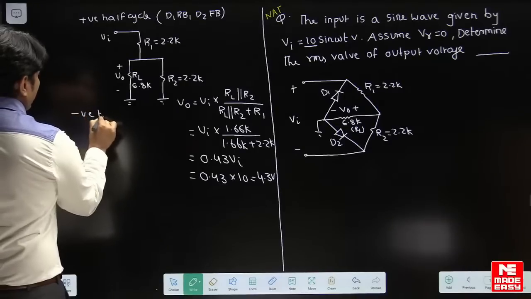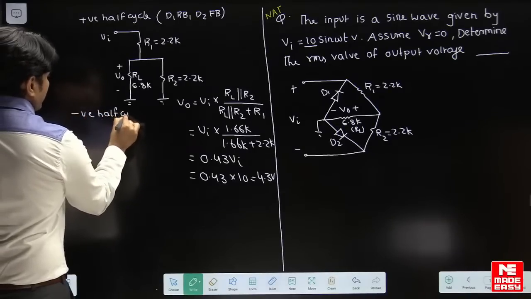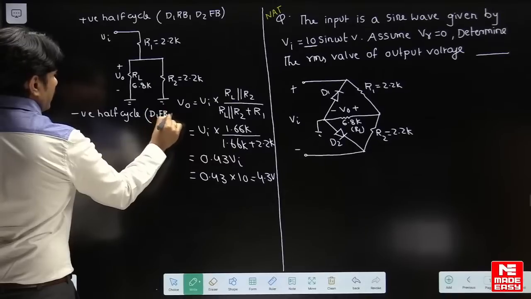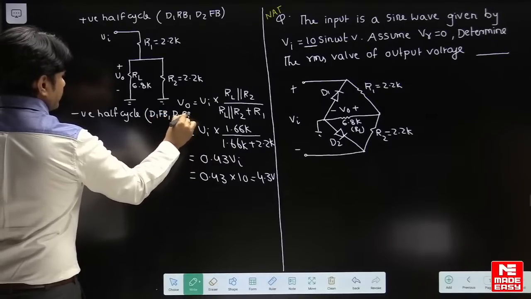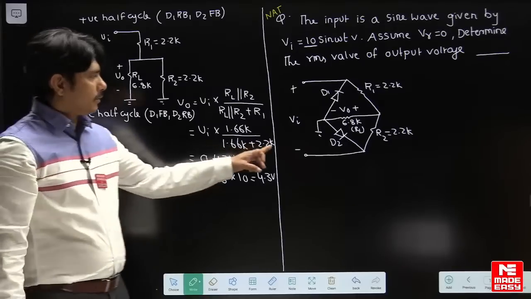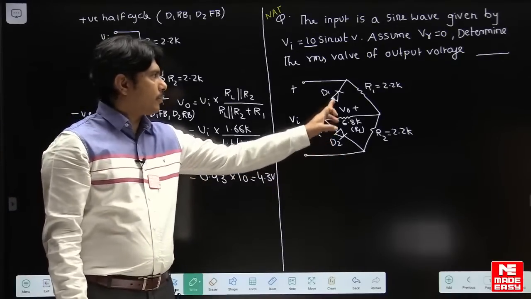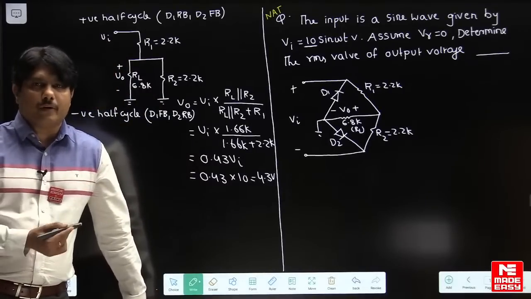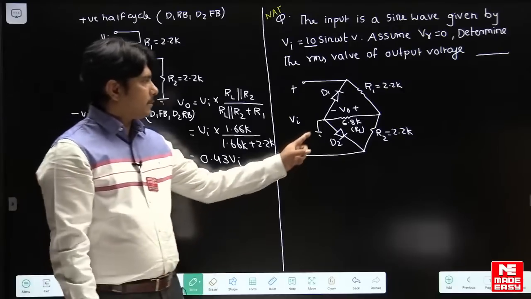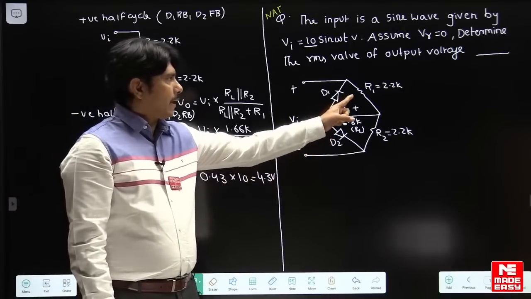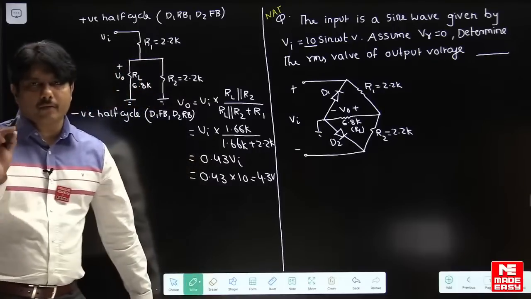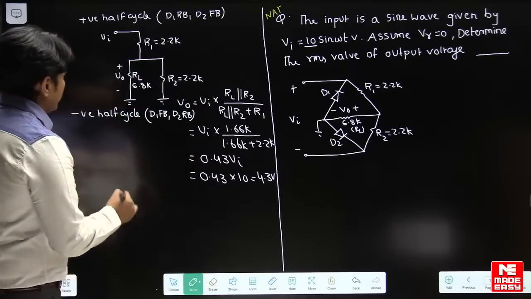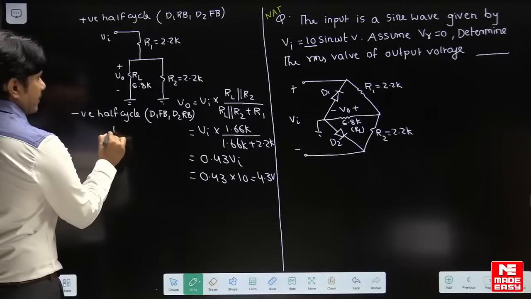If you apply the negative half cycle, it's very common sense that D1 will become forward now, D2 will become reverse. It's the opposite technique. You are going from plus to minus, from downward to upward. At that time D2 is reverse, and D1 is forward. So now RL will come parallel to R1 at the top side, and at the bottom side R2 will be there. So this same model looks like this.